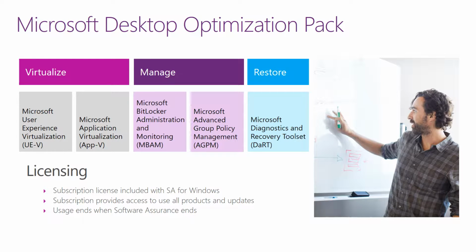The first software assurance benefit we'll look at in this section is the Microsoft Desktop Optimization Pack, or MDOP. You can see from the slide that MDOP is a suite of technologies, and there are 5 different components. These technologies help customers in a variety of ways with their desktop deployment. It could be to help personalize the user experience, to simplify the application deployment, or even to improve application compatibility with the Windows operating system.